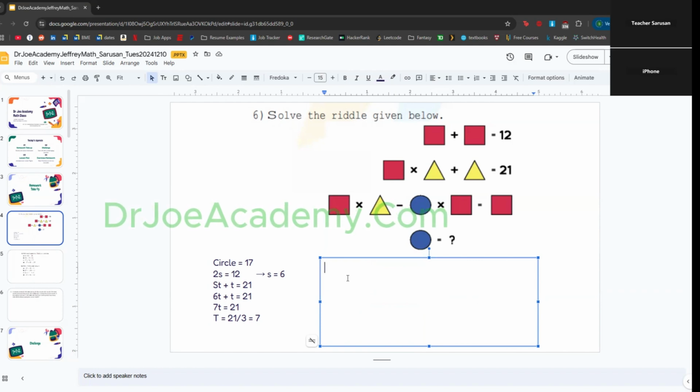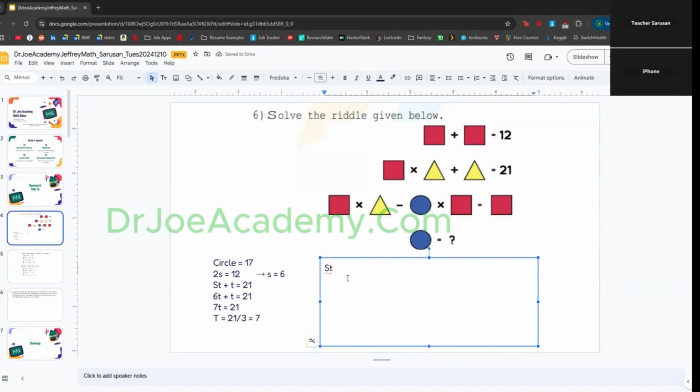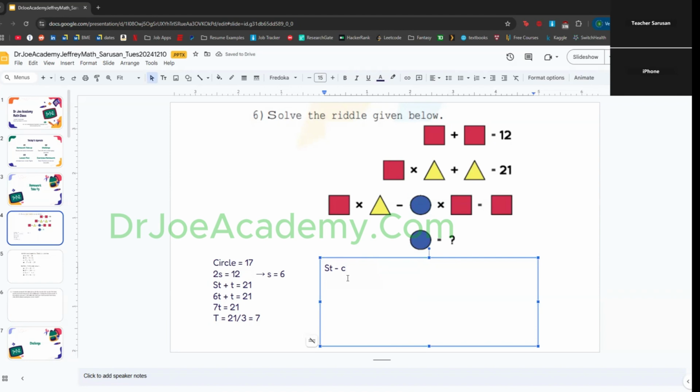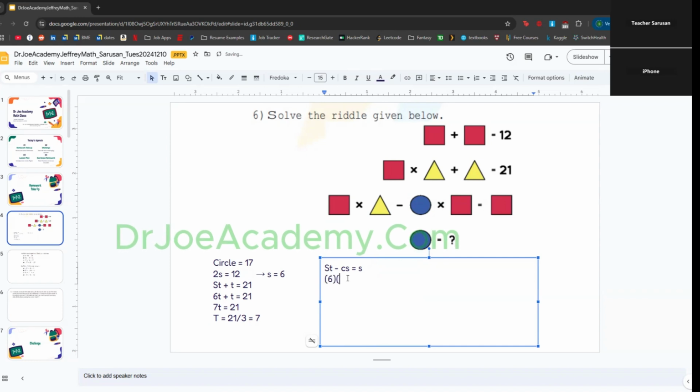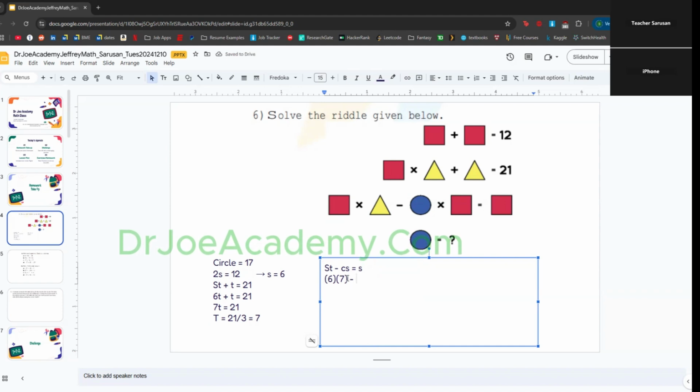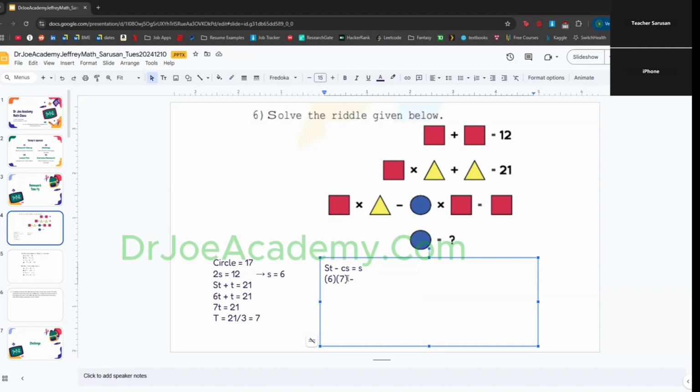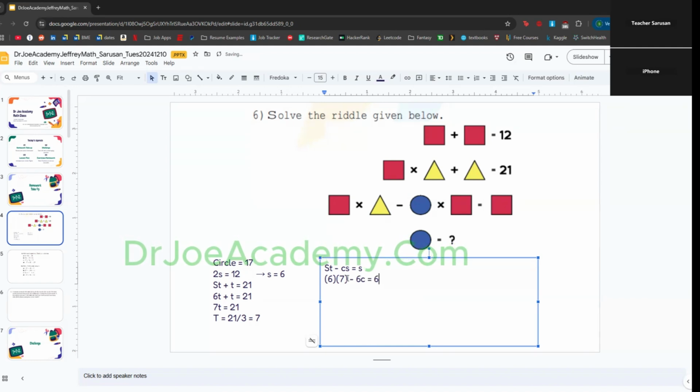I guess s times t. Yep. So st minus, well, it's a circle. So c times s equals s. All right, perfect. Now we can sub in the values. So we know s is 6, and t is 7. Do we know c? No, not yet. So leave c as it is times s. So it's going to be 6c equals s again, which is 6.